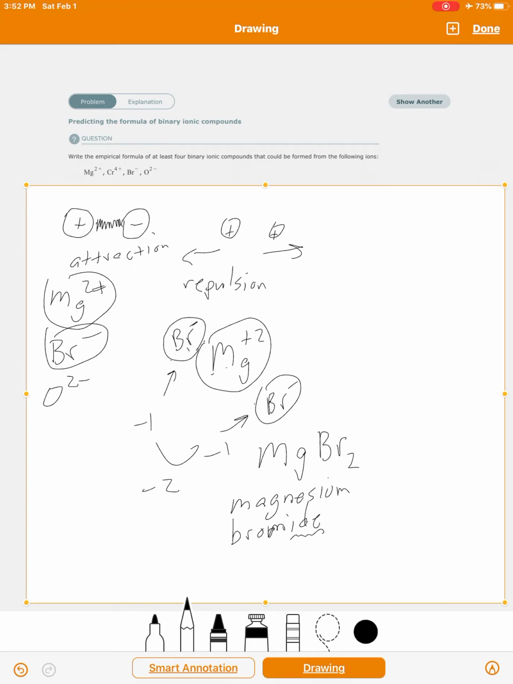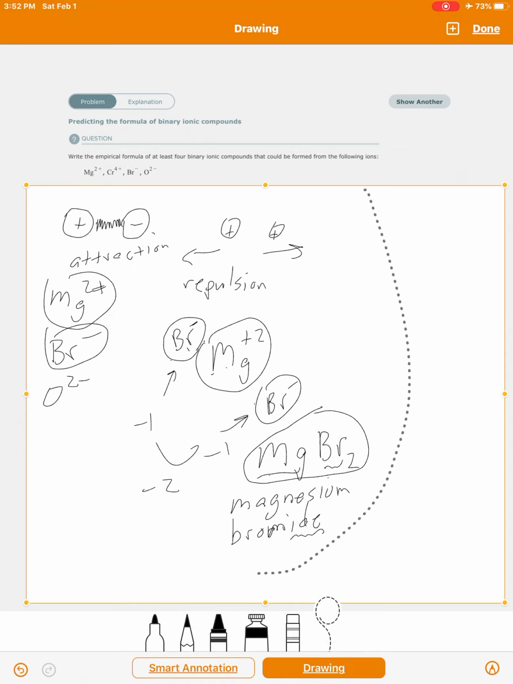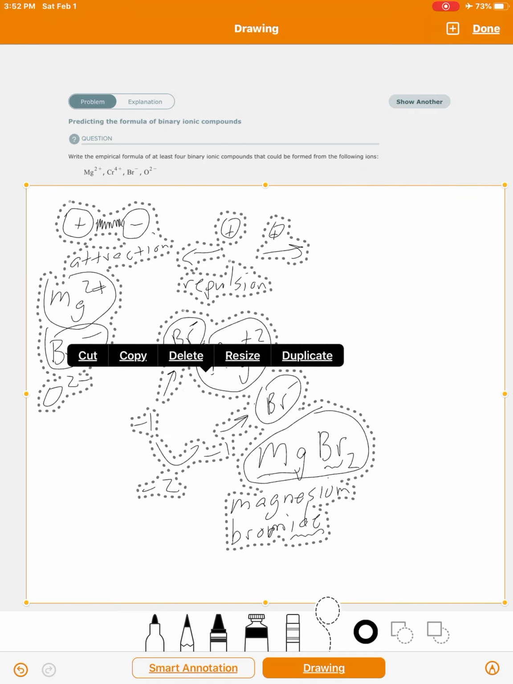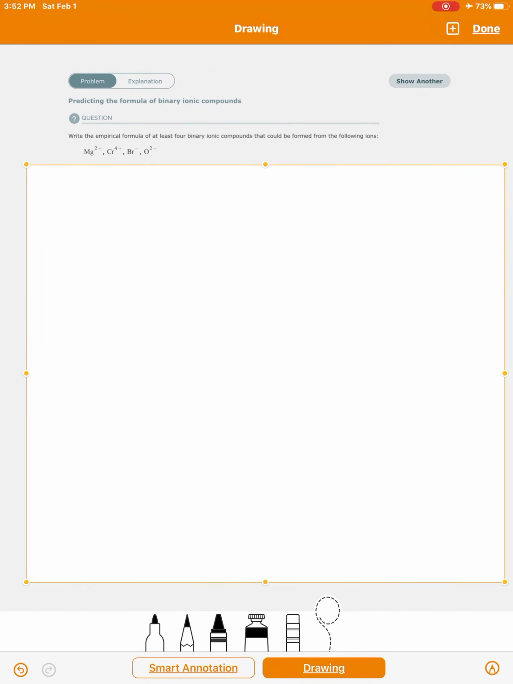For ionic compounds, a metal with a nonmetal, you're just going to name the symbol for the metal, magnesium, then name the nonmetal and change the ending to IDE. MgBr2 would be our answer for that one. That is a possible formula for a combination of magnesium and bromine. So now, magnesium and bromine, I should say. What I'm going to do is I'm going to erase this. And we're going to take a look at another possibility.